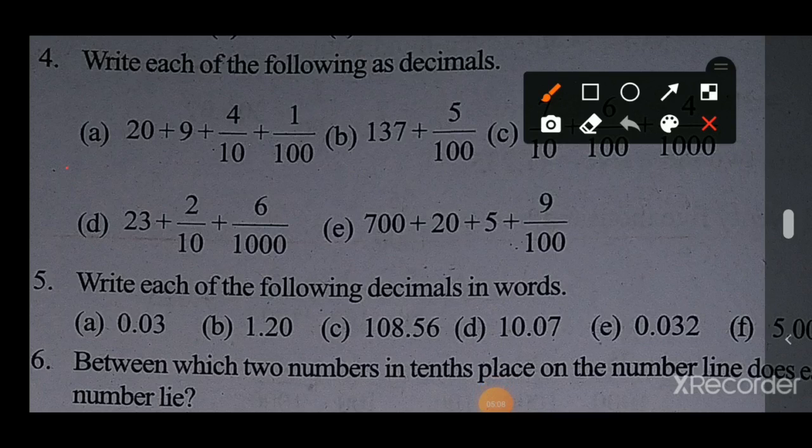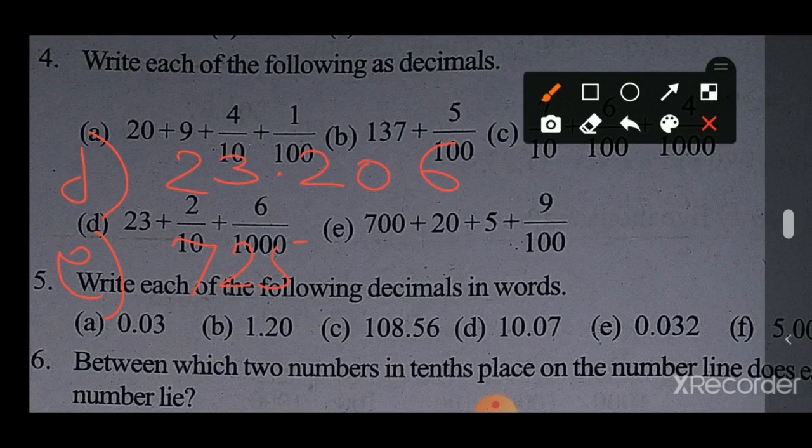Now for the D part. D part is 23 point, the tens it is 2, and the hundredths place is not given, so we write 0 here, and then after it is 6 upon 1000, so we write 6. So it is actually 23.206.